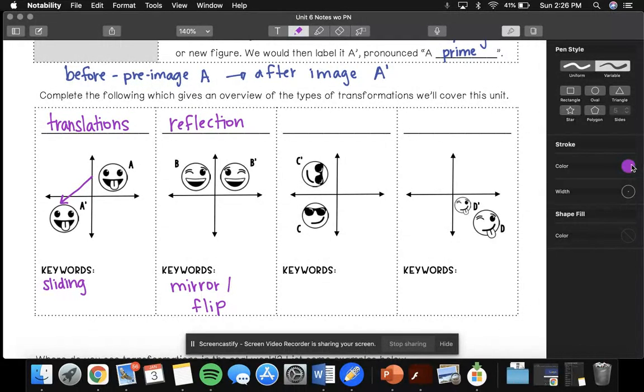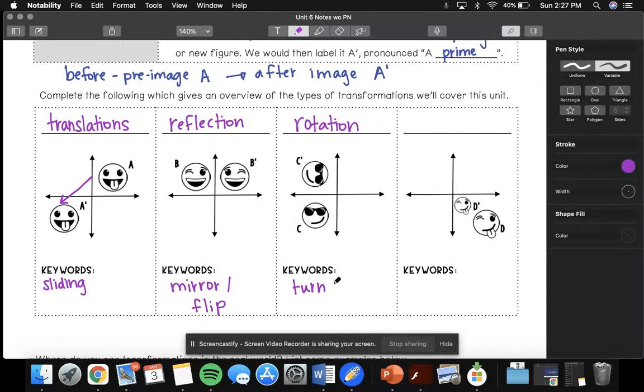Okay. Next we have this picture. It's in sunglasses. We have the pre-image right here. I see that just with this C. And then I look at the image, the after picture with the C prime. And I notice that again, it's the same size. All that happened is that it kind of just turns a little bit. Okay, so we call that a rotation. And the keyword, I kind of just say a turn.